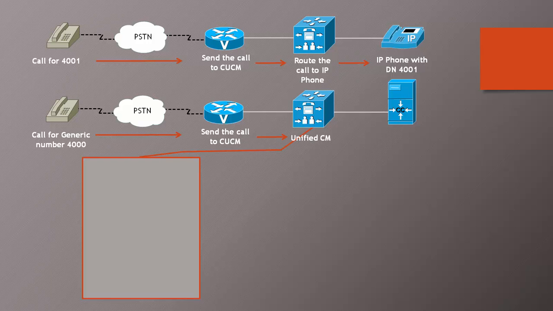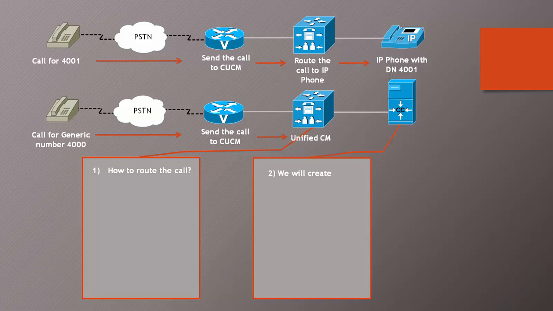So we'll see how this happens. First, when CUCM receives the call, it doesn't know how to route the call, right? It needs to know how to send the call over to Unified CCX. For that, we'll go over to UCCX and create something called an application. The application is the one which maps the trigger, the script, and everything. Inside the application, we'll create something called a trigger with a DN of 4000.